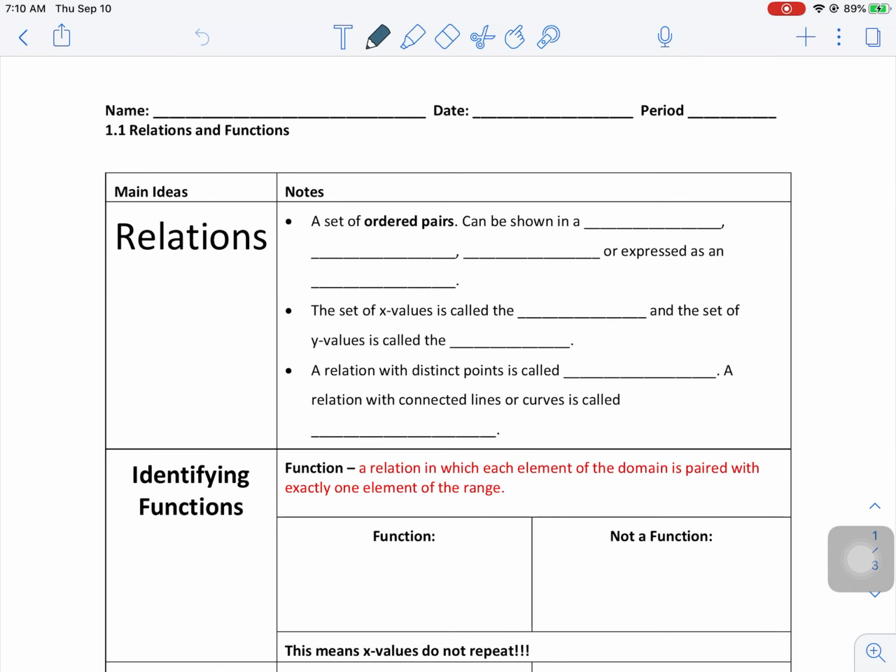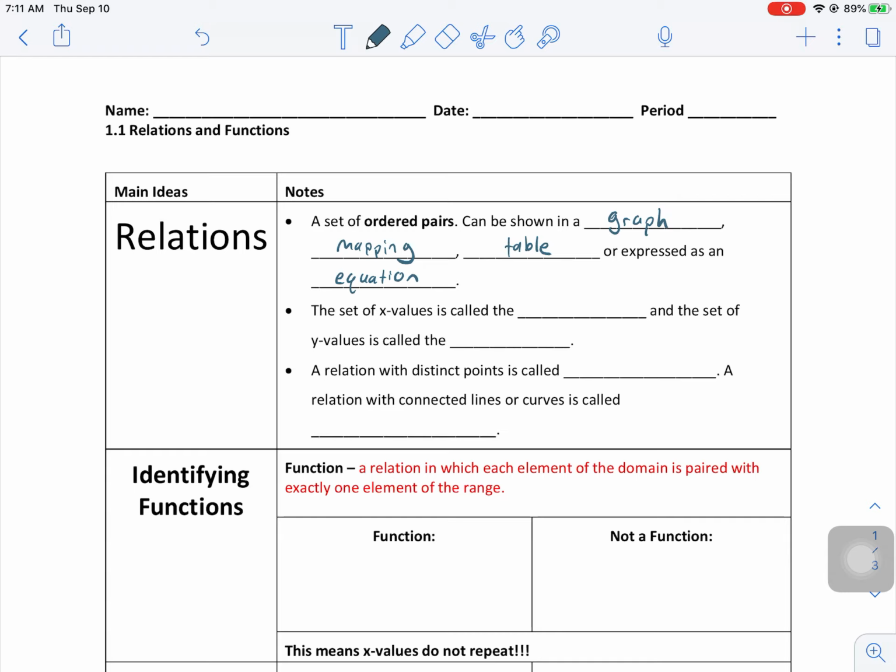All right, guys, so these are the 1.1 notes. We're starting with relations and functions. So a set of ordered pairs can be shown in a lot of different ways. The ways that I have here are a graph, a mapping, a table, or expressed as an equation, which is what we've seen the most.